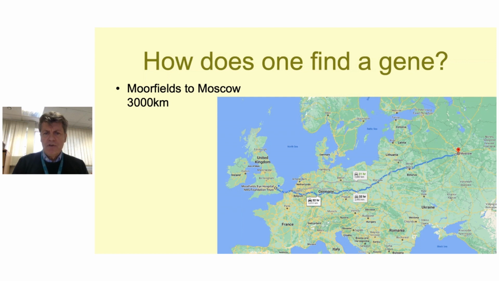And so to give you an idea of the scope of that, if I was to set off on a journey between Moorfields and Moscow, there are 20,000 genes, so we would come across a new gene every 15 kilometers of our journey. But the size of the gene is much smaller than that.